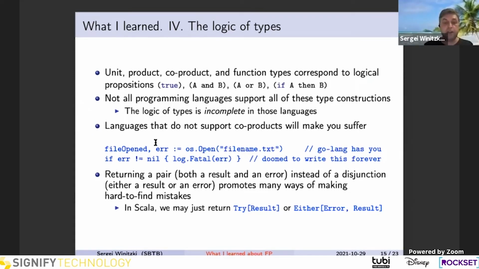And the error here, the design error in the programming language, is that instead of returning a disjunction, they return a conjunction. So instead of returning A or B, they return A and B. It's just a logical mistake in the design of the language. Don't do this.